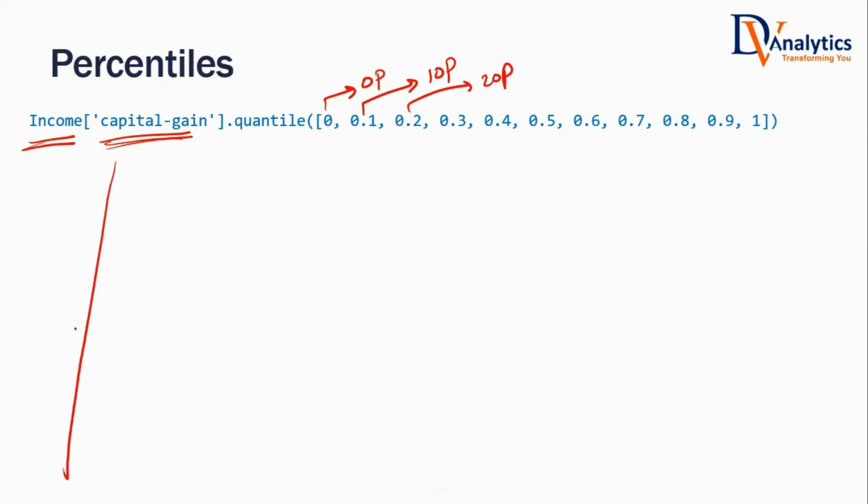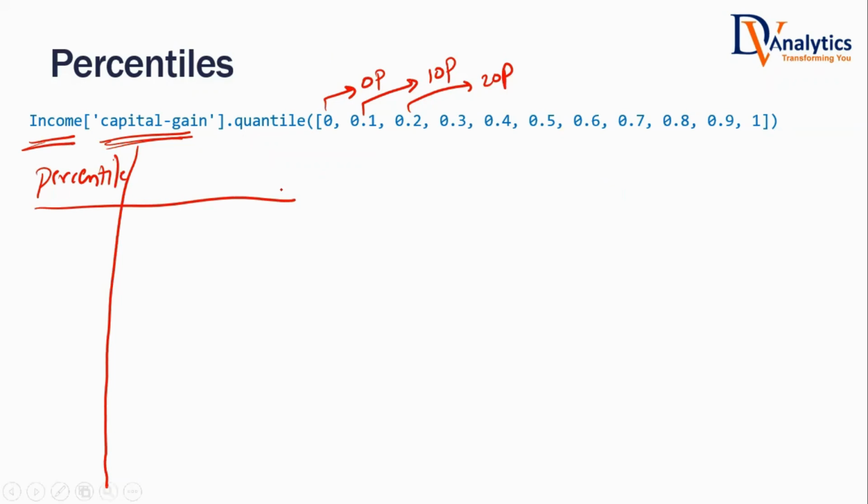So basically the output will have two columns. What is the first column? First column is the percentile column. Whichever percentile that you mention, that will be given to you. The second column is the variable value. What is the variable here? Capital gain value. 50, 60, 70. 1 means 100 percentile, which is the maximum value.